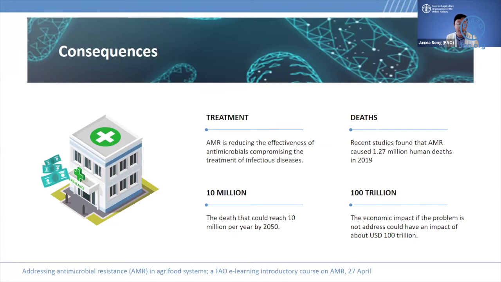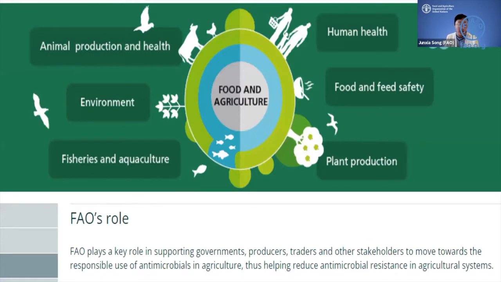If the problem is not addressed, the cost in terms of lost global production between now and 2050 would be an enormous $100 trillion if we do not take any action. So in 2015, FAO's 39th conference adopted a resolution on AMR, which recognized it poses increasingly serious threats to public health and sustainable food production.